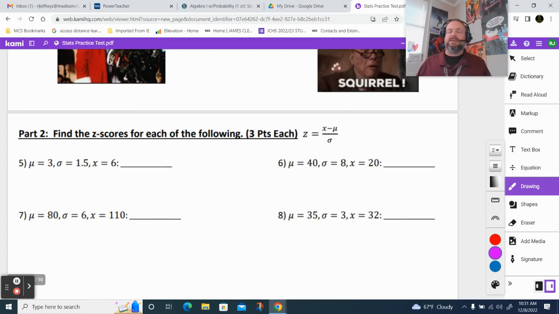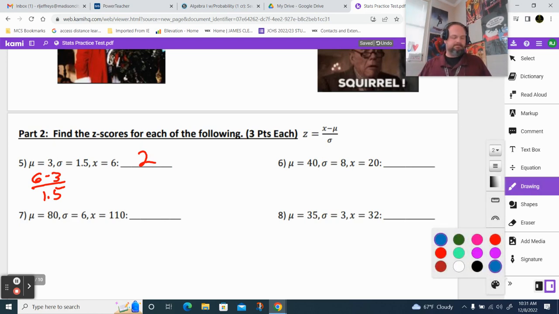You're given the formula. All you do is plug stuff in. So if you're actually having to write this out, this would be 6 minus 3 over 1.5. You put that in your calculator: 6 minus 3, divided by 1.5. You get 2. I got to keep up with my points over here. This is 8, and this would be 12.